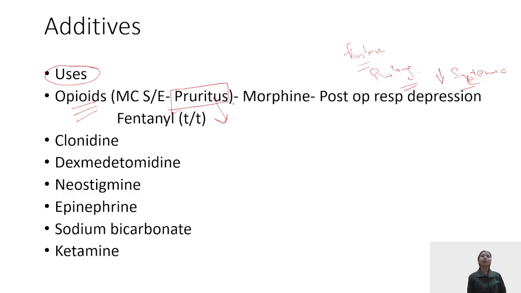You can add clonidine, dexmedetomidine, that are your centrally acting alpha-2 agonists. You can add neostigmine, epinephrine. Epinephrine is a vasoconstrictor. It will help the local anesthetic to stay where it is. It will decrease the systemic absorption and thus prolong the effect of your local anesthetic drug. Then sodium bicarbonate is also added. If you remember, the pH of local anesthetic matters a lot when it is to function. So soda bicarb helps in giving us more non-ionized form of local anesthetic, which can act on your nerve fibers better.